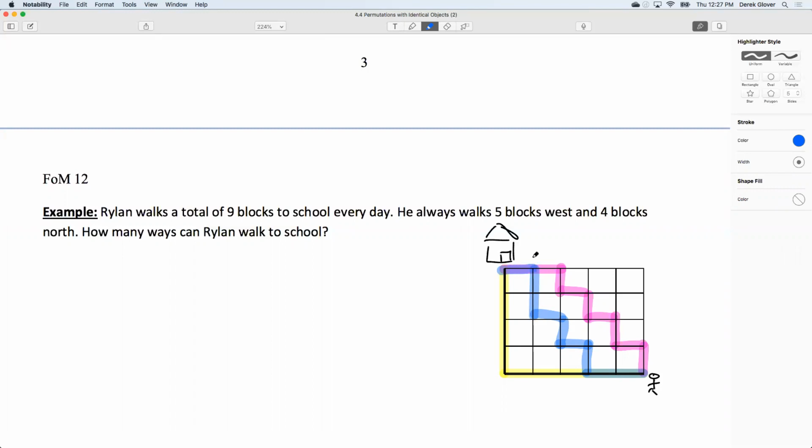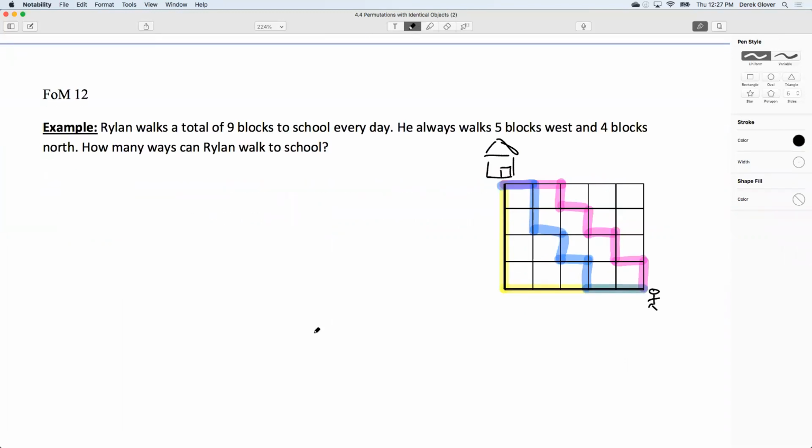So the way that you have to solve this is you have to think about every choice of going west or going north as being a decision. And essentially, you're just arranging when you made those decisions. When did you go north? When did you go west? This is a permutation problem. Essentially, if you break this down, he's going 5 blocks west, 4 blocks north, but he's traveling a total of 9 blocks total.